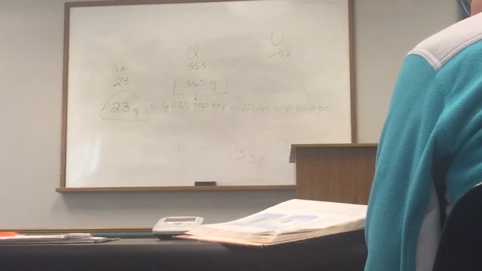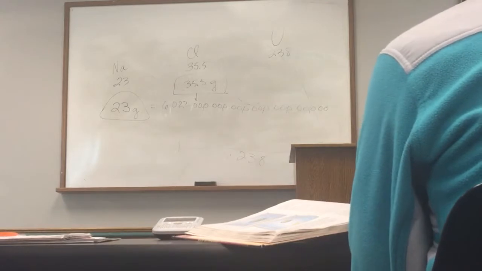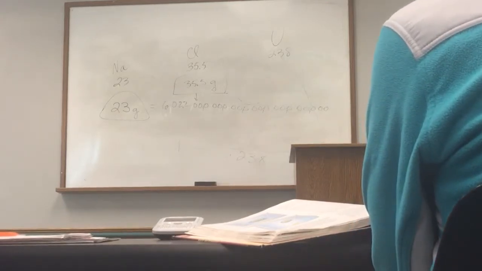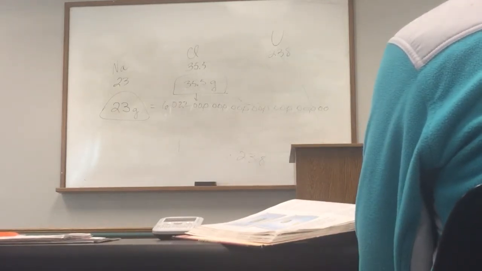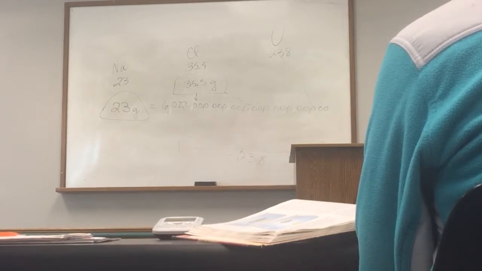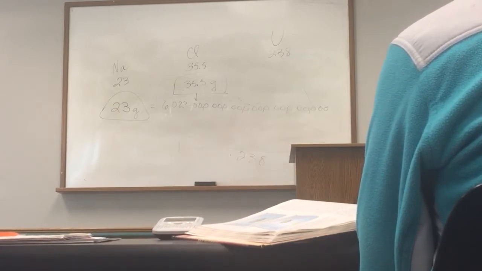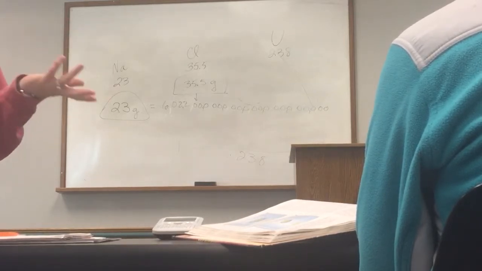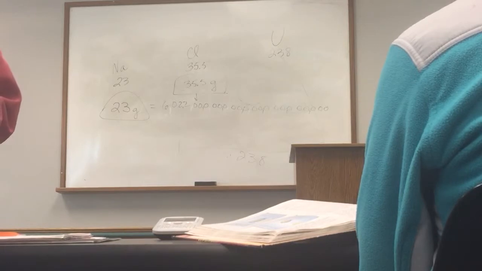If we took 12 grams of carbon, there would be 6 times 10 to the 23rd atoms of carbon. There's iodine. If we took 127 grams of iodine, that pile of iodine would have 6 times 10 to the 23rd atoms of iodine in it. The 6 times 10 to the 23rd is just a shorter version of that.